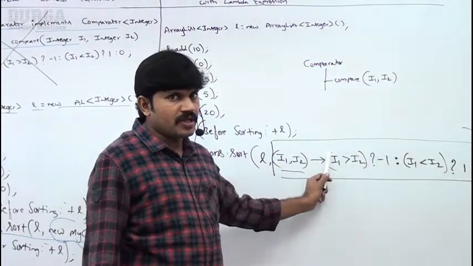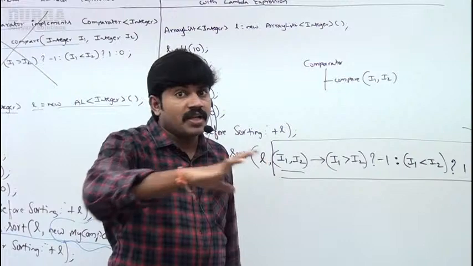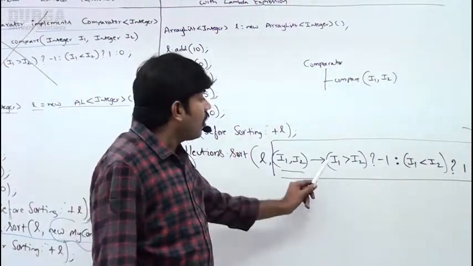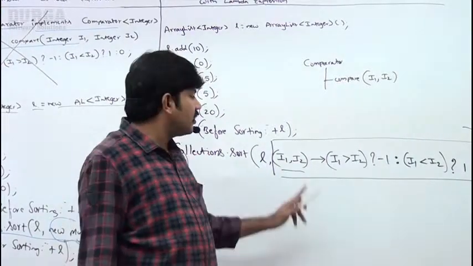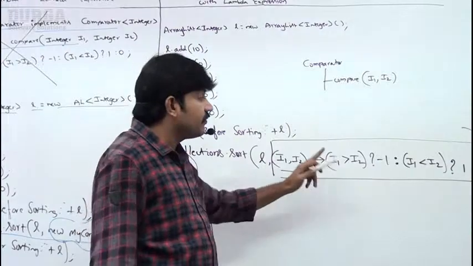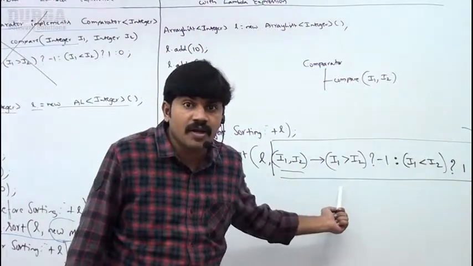How beautiful it is. We are not required to write a separate class, my comparator implements comparator, public int compare, all this is not required. That's all, a simple lambda expression. My compiler is able to understand this, the JVM is able to understand. Clear for all of you, right?